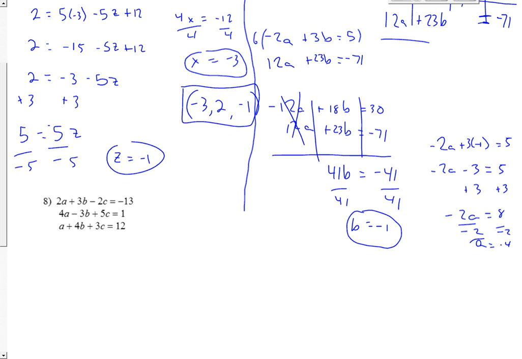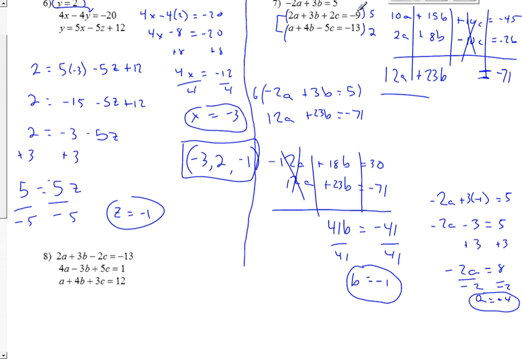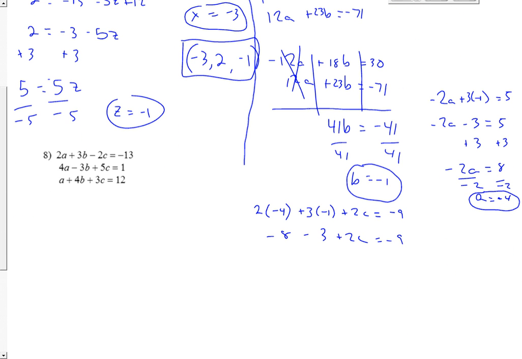Now I have a and b. I'm going to plug that into either the second equation or the third equation. I'll go ahead and plug it into the second equation. That gives me 2 times negative 4 plus 3 times negative 1 plus 2c equals negative 9. So that's negative 8 minus 3 plus 2c equals negative 9. Negative 8 minus 3 is negative 11.